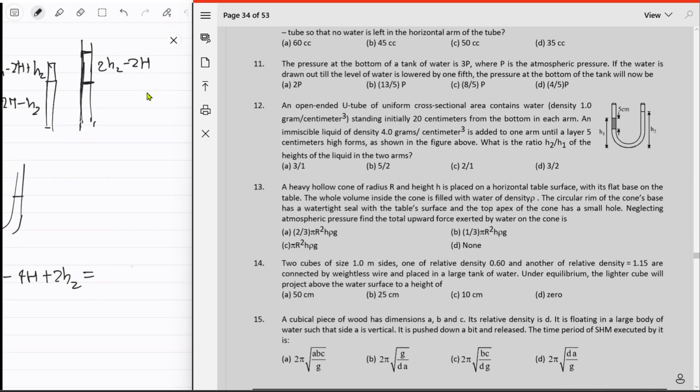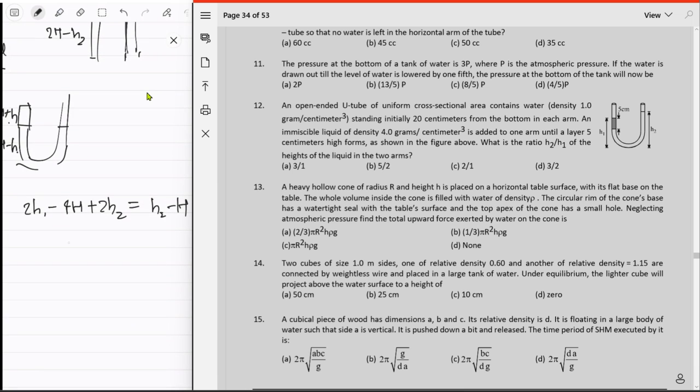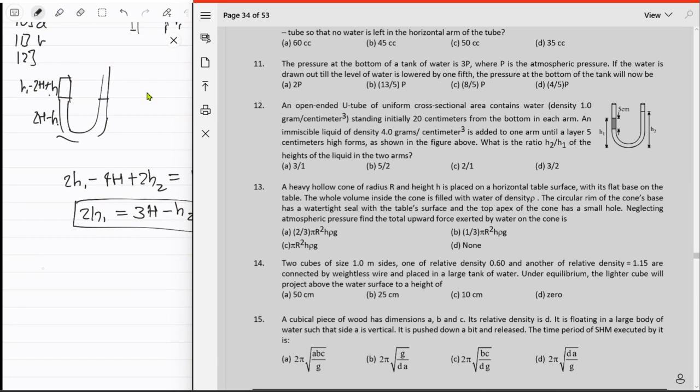And it's equal to what? H2 minus H. So 2H1 is equal to 3 capital H minus H2. Right, this is the ratio. Okay, this is the thing. And what else was the thing? Oh yeah, wait. How much was added?